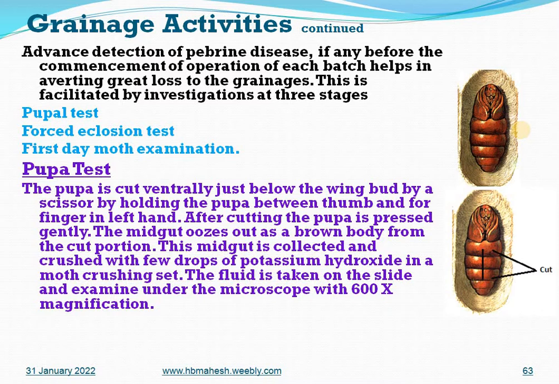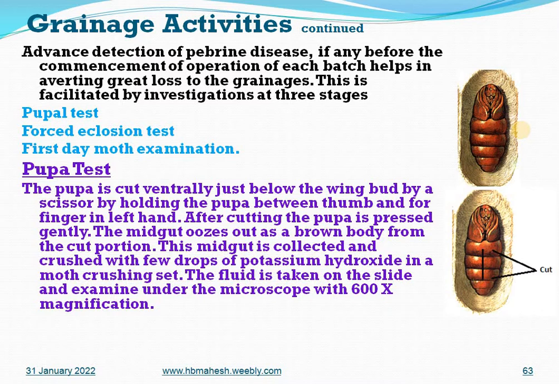before marketing, the rearer or farmer should produce a certificate stating that his lot is free from pebrine. Even in the grainage, to minimize and prevent unavoidable losses, the cocoon lot should be subjected to a pebrine test. So the pebrine test can be conducted at three levels. One is the pupal test. It's very easy.